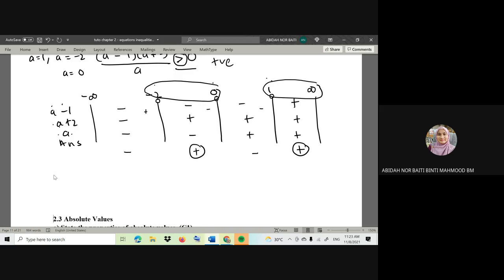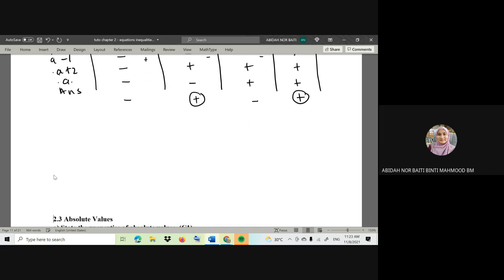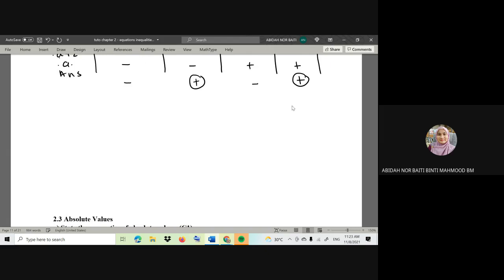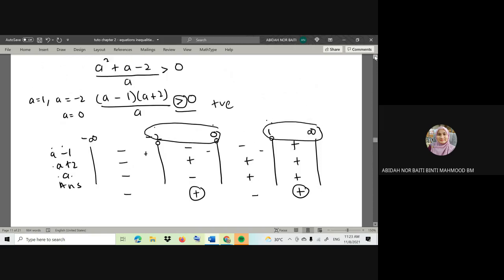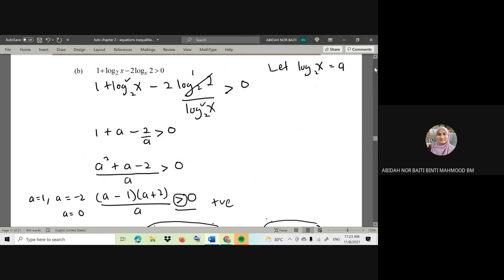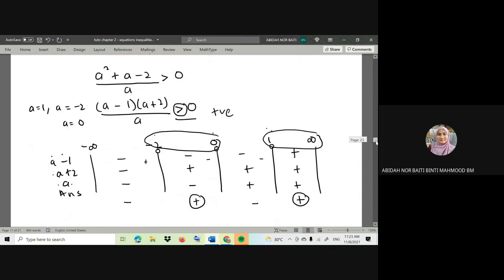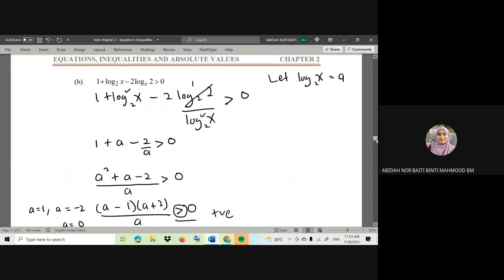Okay, but this function is in terms of a. To solve is to find the value of x, okay, to find the value of x, not a. So we have to change back. Okay, earlier what assumption did we make? Right, log x base 2 equal to a. What did we get for a? Minus 2, 0 and 1. Okay, a is minus 2. So log x base 2 equal to minus 2. So x equals 2 to the power of negative 2, which is 1 over 4.